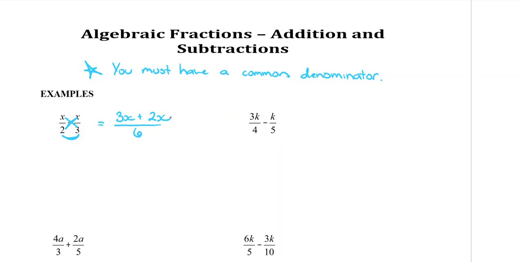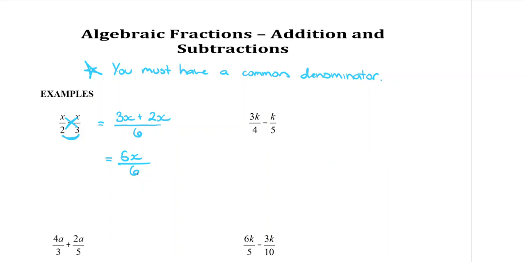Okay, then once you've done that, that's most of the work done. All you have to do is collect up your like terms on the top. 3x plus 2x is 5x over 6. What do you think? Can we do that? All right, let's do it a few more times.